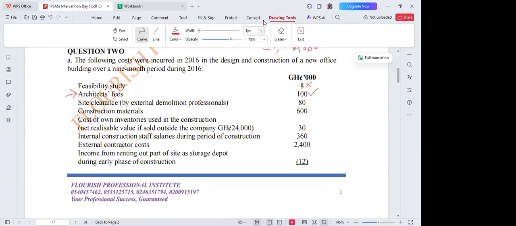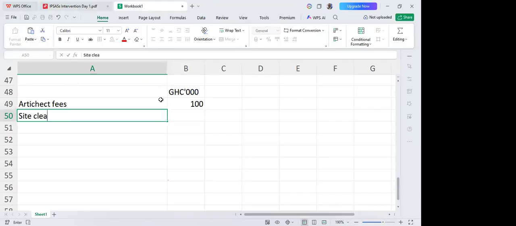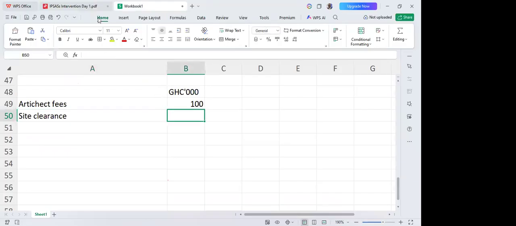Are we going to consider that or otherwise? Yes, please. We'll consider it. Why? It's part of the cost of the assets. Why is it part of the cost of the assets? Also, before you construct, you have to do the clearance. Exactly. So it's part of the directly attributable cost, yes. So we'll bring that site clearance. So that is 80.